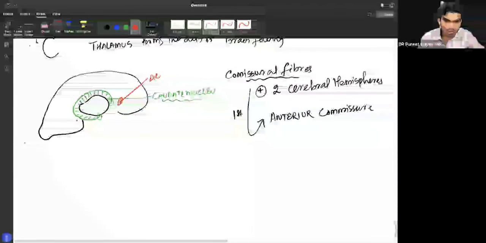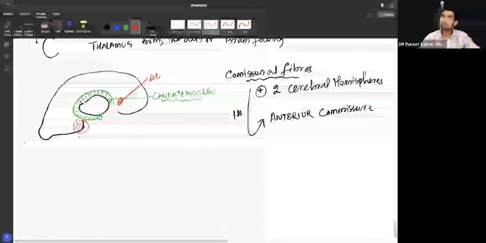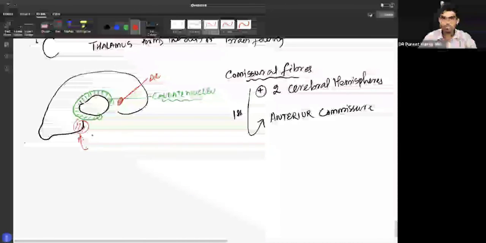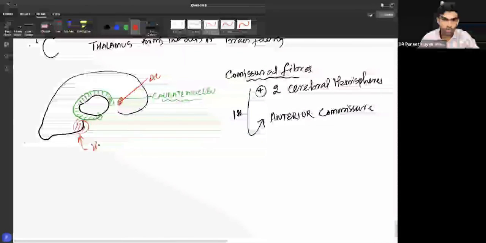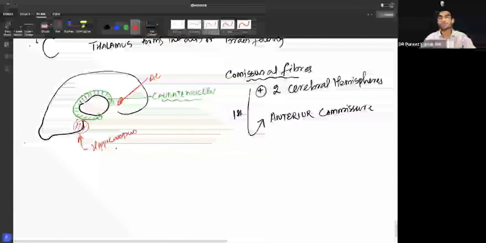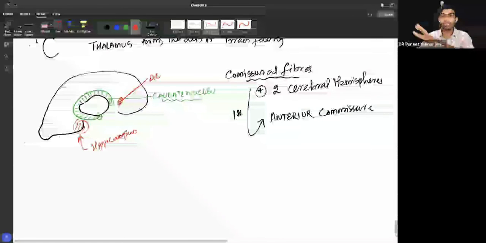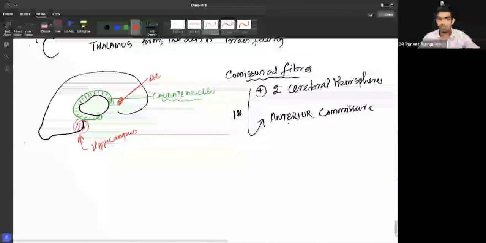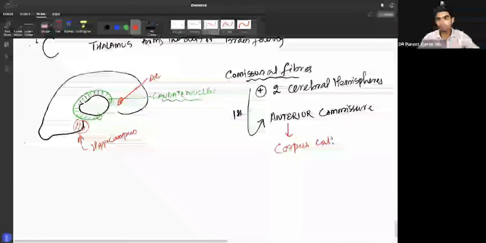Now, this is the temporal lobe. There is a specialized temporal lobe cortex called the hippocampus. Now look, there are three commissural fibers. One is the anterior commissure, another one is the corpus callosum, the big commissural fiber which joins both hemispheres, and then develops the fornix.